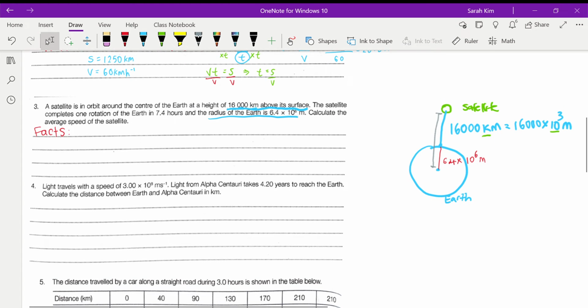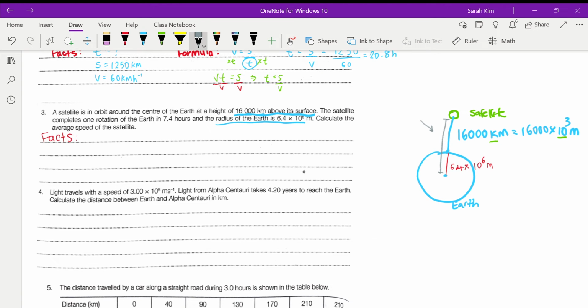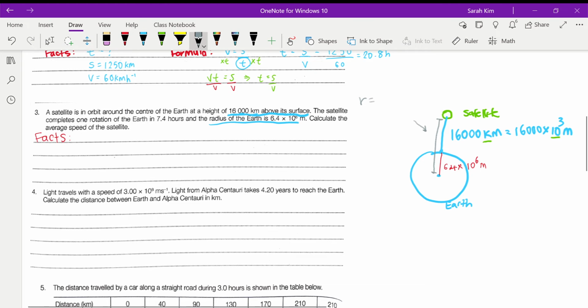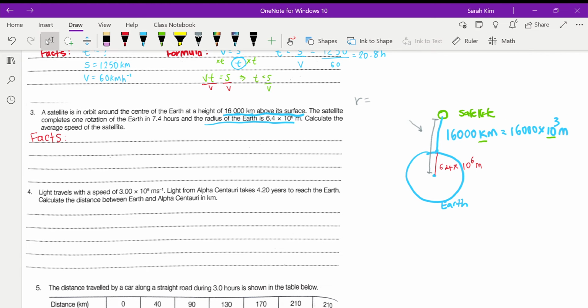Alright, brilliant. So my whole length, this one over here, let's call that the radius, because that's the radius of the satellite's rotation. That is going to be 16,000 times 10 to the power of 3 plus 6.4 times 10 to the power of 6 meters. So that's the radius. I'm not going to bother calculating it just yet. Now we've got to figure out what's happening.